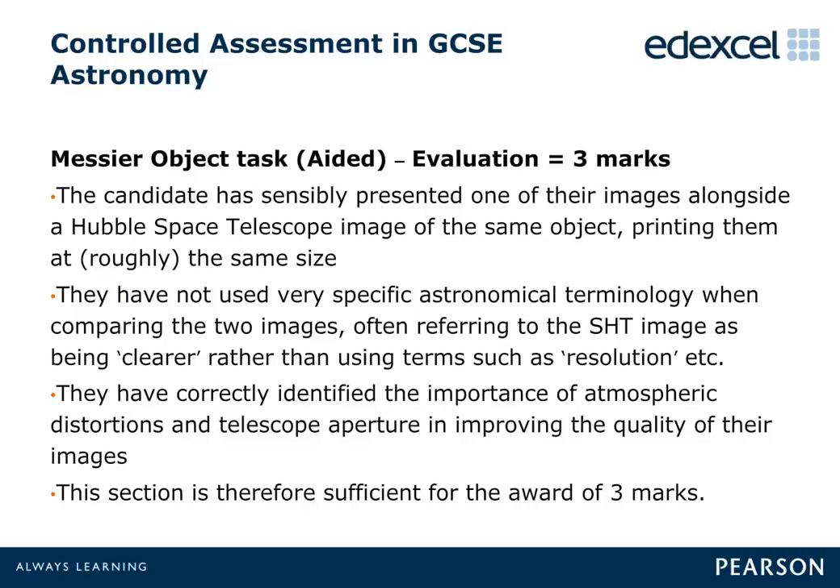This piece of work would have achieved 3 marks for evaluation because the candidate has sensibly presented one of their images alongside a Hubble Space Telescope image of the same object, printing them at roughly the same size. They have not used very specific astronomical terminology when comparing the 2 images, often referring to the HST image as being clearer, rather than using terms such as resolution, etc. They have correctly identified the importance of atmospheric distortions and telescope aperture in improving the quality of their images. This section is therefore sufficient for the award of 3 marks.